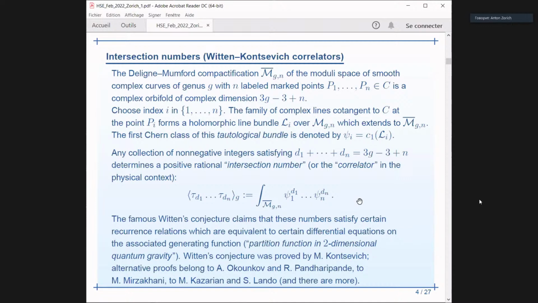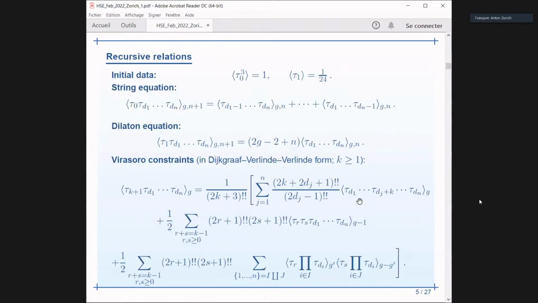So by now there are many proofs. And ever since, these intersection numbers are quite famous, and they really pop up in quite different problems. Now, one of the ways to write these recurrent relations, so we have plenty of rational numbers and they're not independent, they are all related.